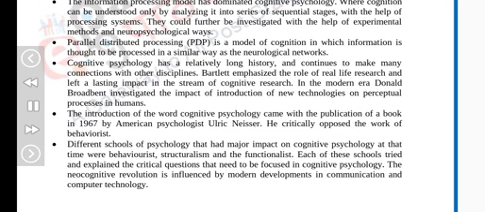The term cognitive psychology came with the publication of a book in 1967 by American psychologist Ulric Neisser. He critically opposed the work of behaviorists. Different schools of psychology that had a major impact on cognitive psychology at that time were behaviorism, structuralism, and functionalism. Each of these schools tried to explain the critical questions that need to be focused on in cognitive psychology. The neocognitive revolution is influenced by modern developments in communication and computer technology.